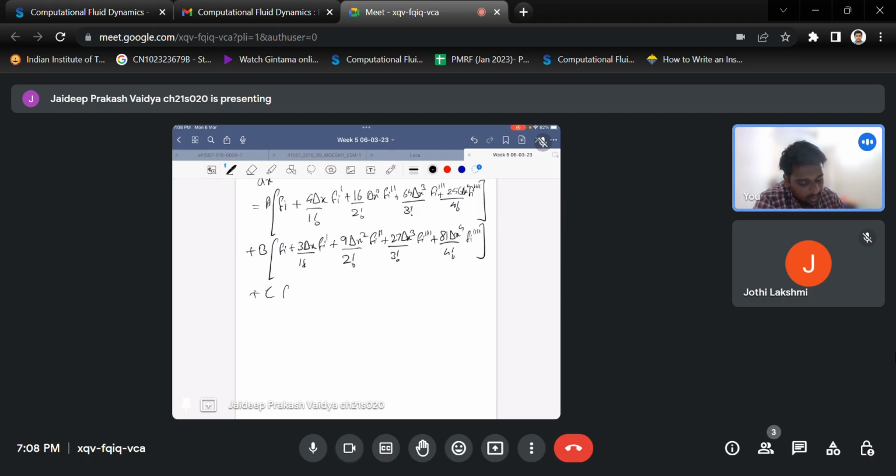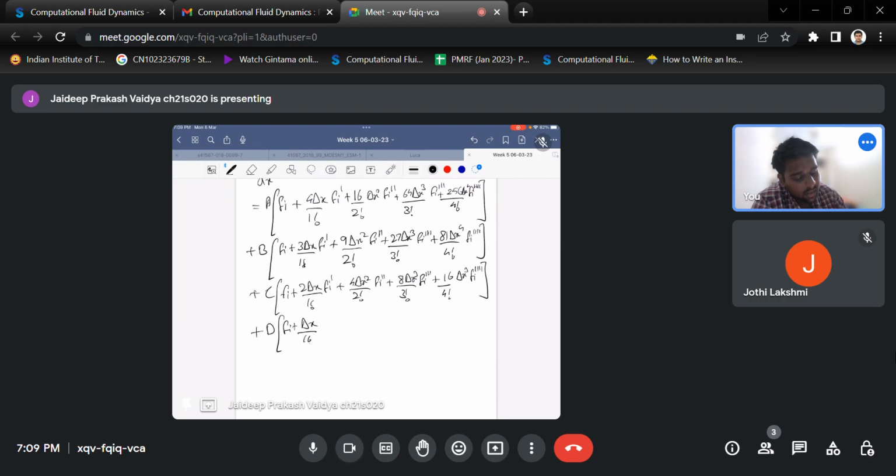Plus c into f of i plus 2 delta x by 1 factorial fi dash plus 4 delta x square by 2 factorial into fi double dash plus 8 delta x cube by 3 factorial into fi triple dash plus 16 by 4 factorial into delta x raised to 4 times fi quadruple dash, plus d times fi plus delta x by 1 factorial.